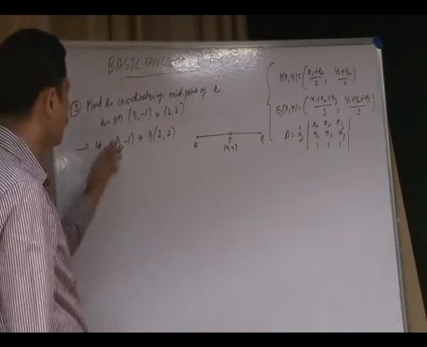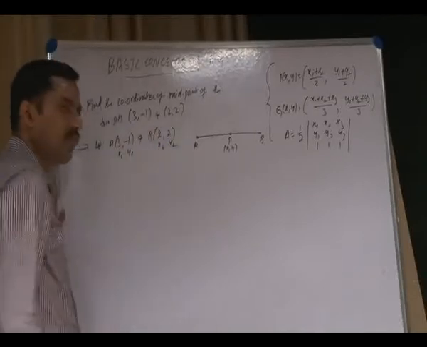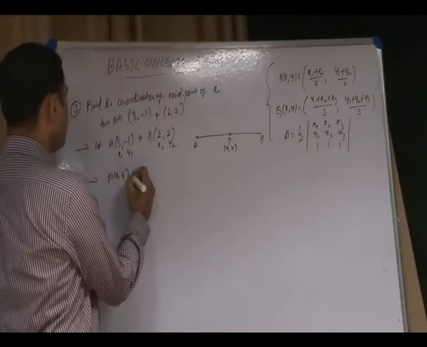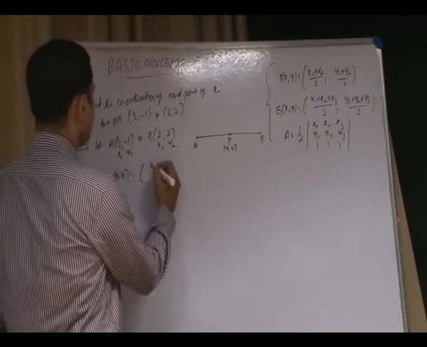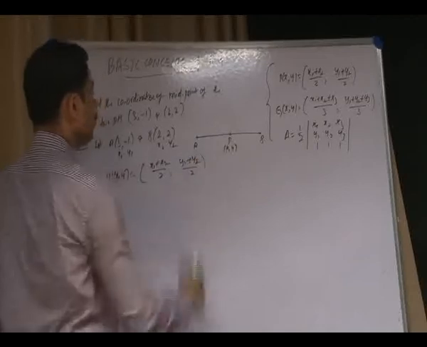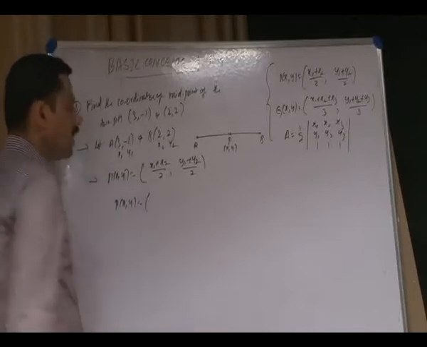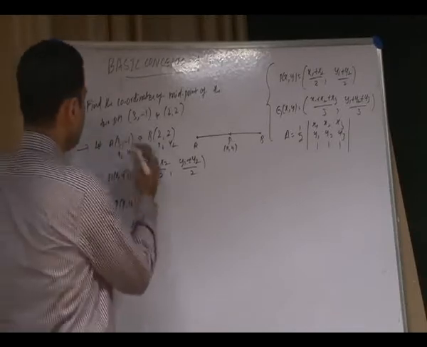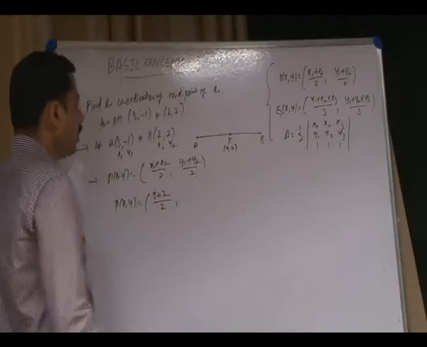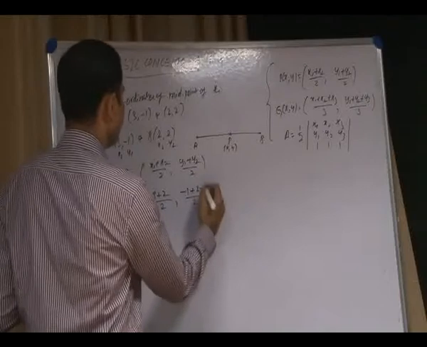In this, the coordinates of the given points are taken as x1 y1 and x2 y2. So, by using the midpoint formula the coordinates of midpoint P x comma y is given by x1 plus x2 divided by 2 and y1 plus y2 divided by 2. Substituting, we get P x comma y is equal to x1 plus x2 divided by 2, x1 is 3 plus x2 is 2 divided by 2, then y1 plus y2, y1 is minus 1 plus y2 is 2 divided by 2.